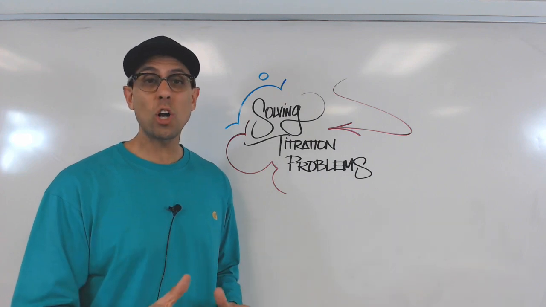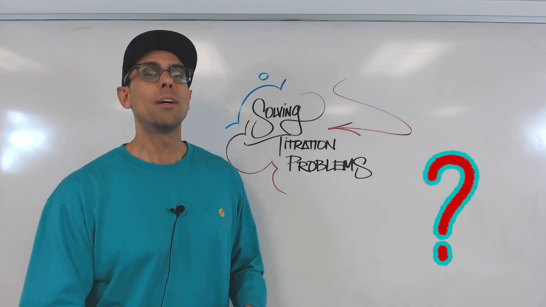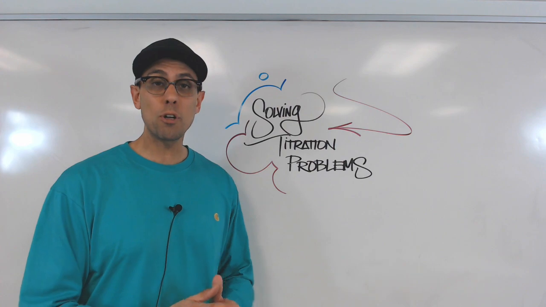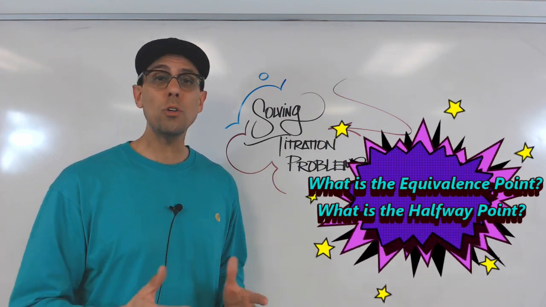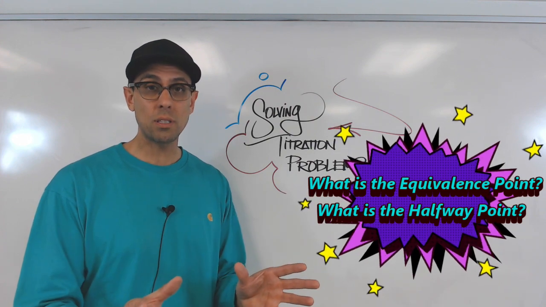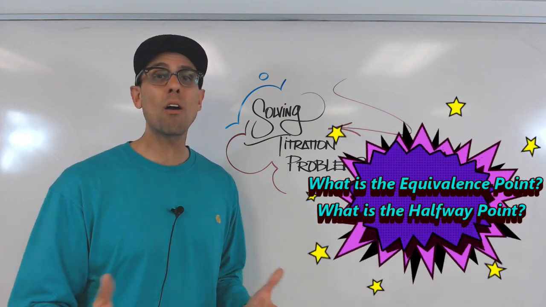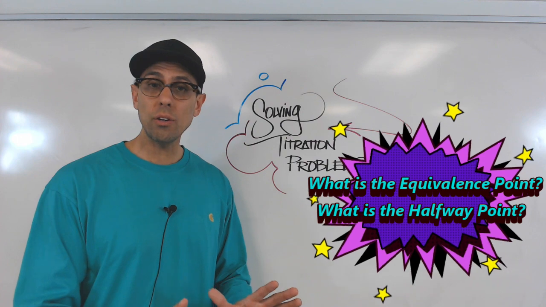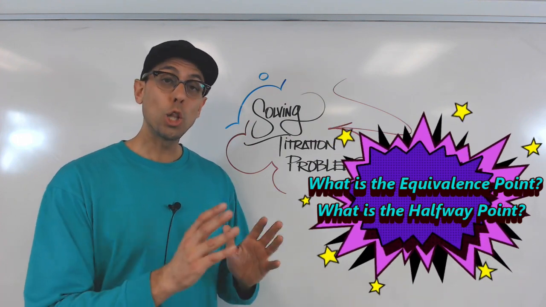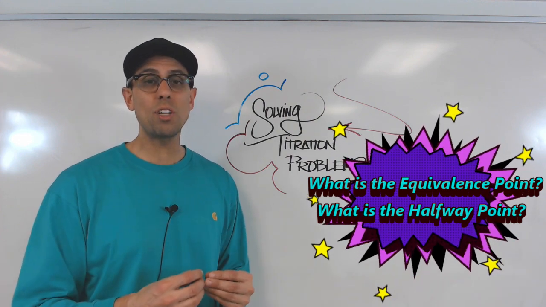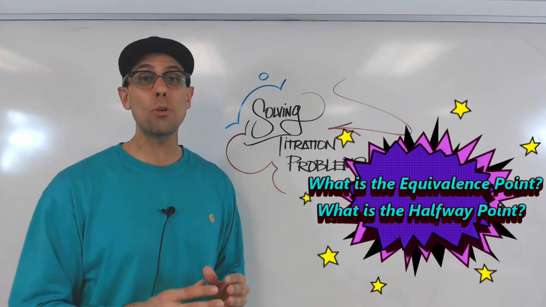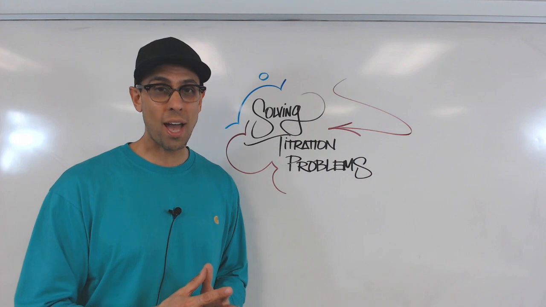Now, I'm ready to get started, but first I have a question. Do you really understand the difference between an equivalence point and a halfway point? If you don't feel confident in those as concepts, what they mean, where they are on a titration curve, I encourage you to pause the video here, look at your notes, look up those definitions, and come back to the video because they're going to be key terms I'm using in this problem-solving strategy.